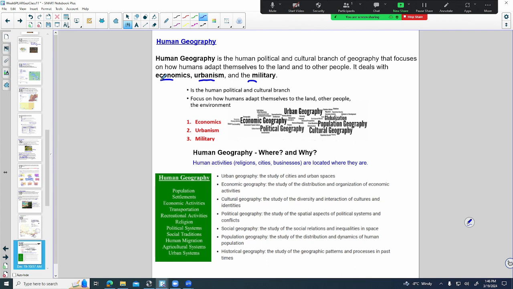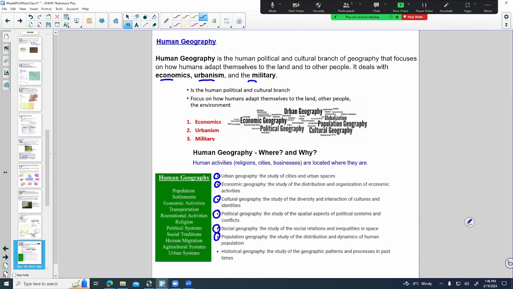So human activities. So if you're looking at urban geography, that would be the study of cities and urban spaces. Economic geography, the study of the distribution and organization of economic activities. So again, these are all part of human geography. Cultural, we mentioned, study of the diversity and interaction of cultures and identities. Political involves the study of spatial aspects of political systems and conflicts. Social is the study of social relations and inequalities in space.